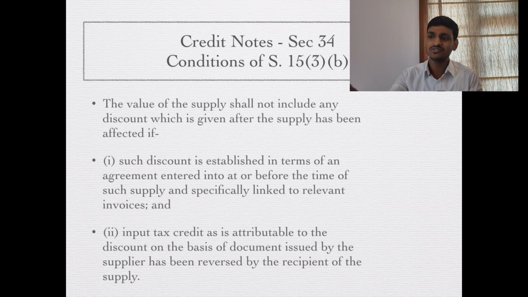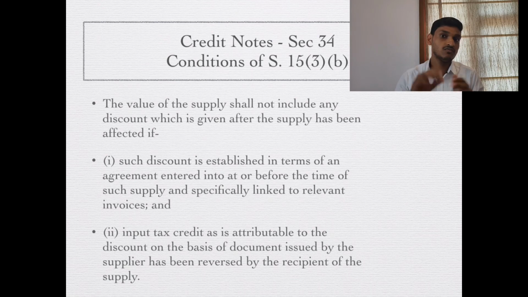That specifically linked to the relevant invoices is not relevant here because the CGST Amendment Act 2018 amended and removed this particular point. So linking to the relevant invoice is not necessary. So the first condition is such discount is established in terms of an agreement entered into at the time of supply or before the time of supply. That is very important. And one more condition is there, that is the input tax credit as is attributable to the discount on the basis of document issued by the supplier has been reversed by the recipient of the supply.